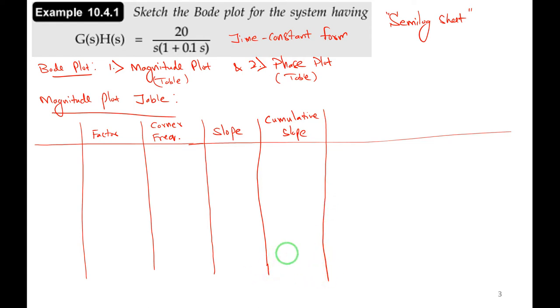Next, nature of magnitude plot. We have to write comments here on how the magnitude plot will be. These comments will help us to draw the magnitude plot. Nature of magnitude plot.